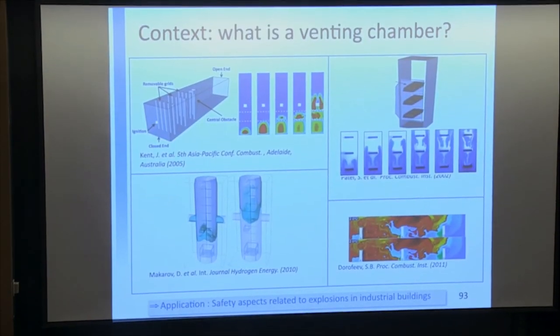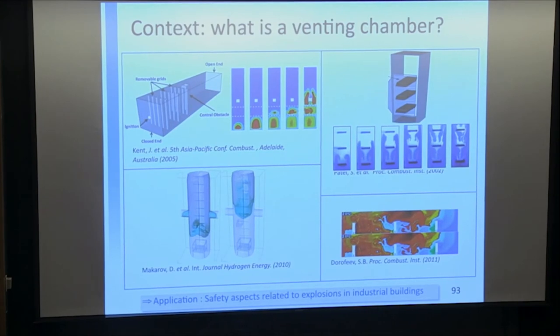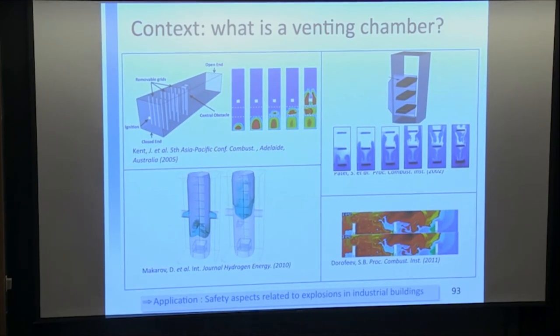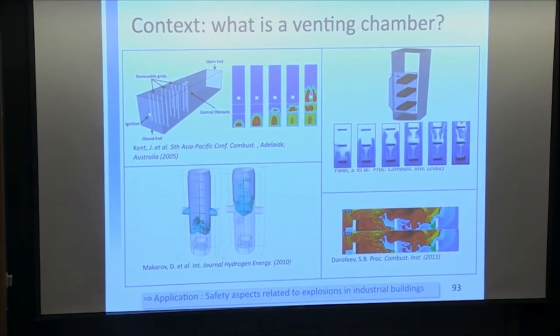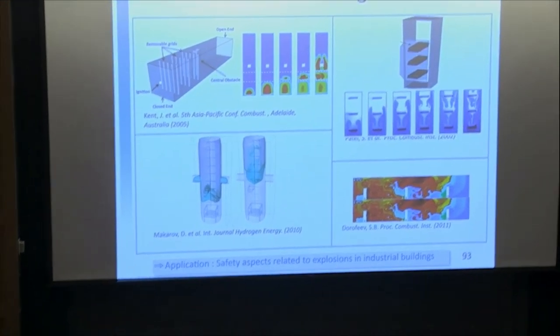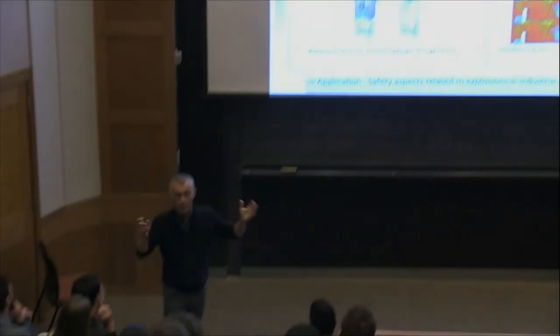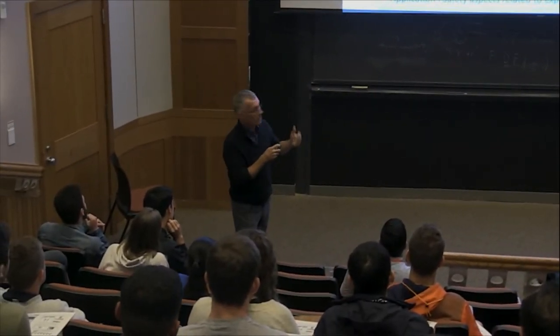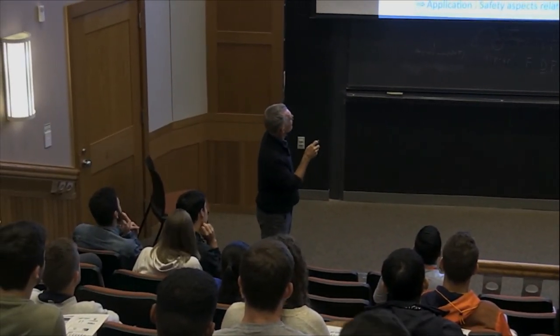The way you do that is actually coming back to a very fundamental problem of turbulent combustion. You have a box. We call it usually a venting chamber. The literature is full of venting chambers. In these venting chambers, you put obstacles. I will remind you in a minute why. And all kinds of obstacles, which will generate turbulence, and then you ignite, and then you look at the result.